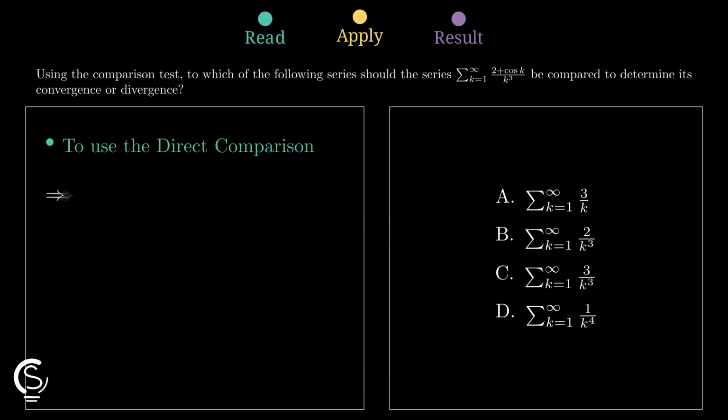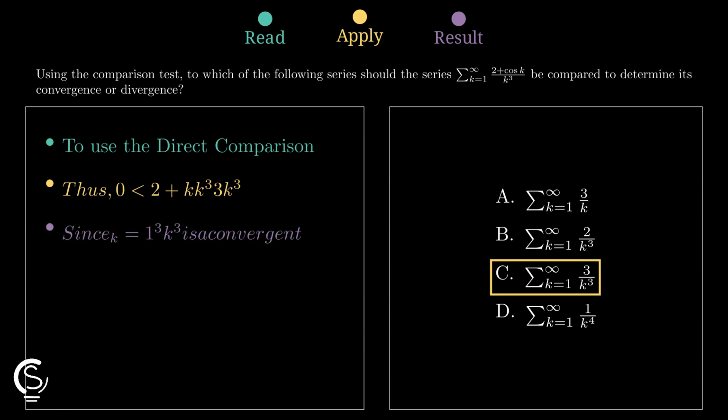Because 3 over k cubed is a convergent p-series, our original series also converges. This confirms that option C is the correct choice.